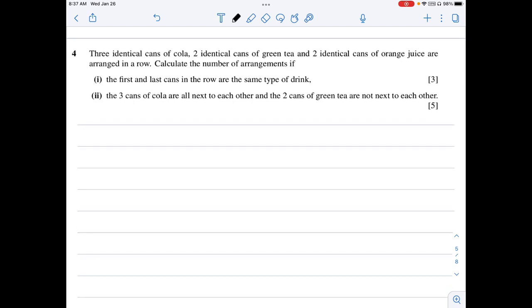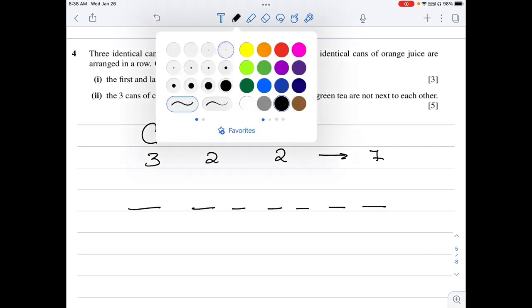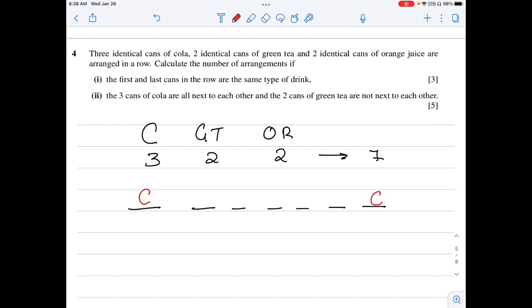Question number 4. 3 identical cans of cola, 2 identical cans of green tea, 2 identical cans of orange juice are arranged in a row. Calculate the number of arrangements if the first and last cans in the row are of the same type. So totally how many are there? I have 7. So 1, 2, 3, 4, 5, 6, 7. So first I go for cola. Starting with cola, ending with cola. So out of 7, 2 are done. So it should be 5 more. So 5 can be done in 5 factorial. So 2 colas are done, so 1 cola is left over.